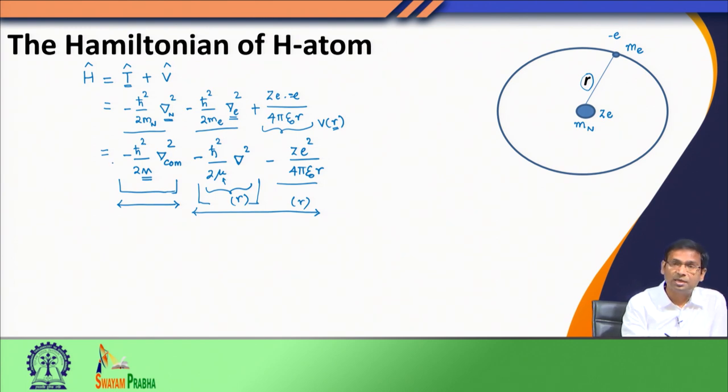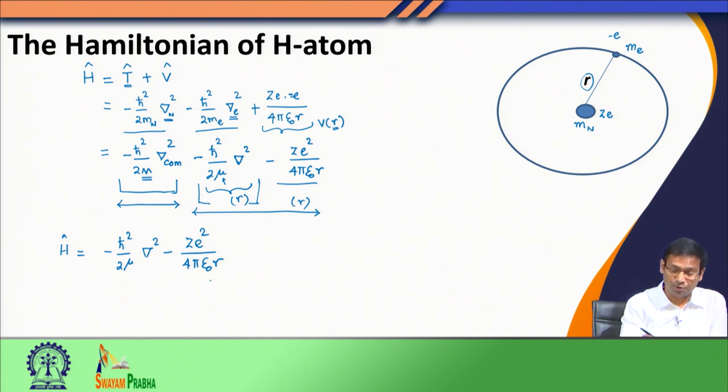So, this is decoupled from the rest of the operator, where I am saying that this part of the Hamiltonian talks about the internal motion of the system, that is the interplay between the electron and the nucleus. Therefore, we ignore the first term and focus on the second and third term. So, when I write down this Hamiltonian, this is my internal Hamiltonian, or the Hamiltonian of the hydrogen atom that we will be discussing.